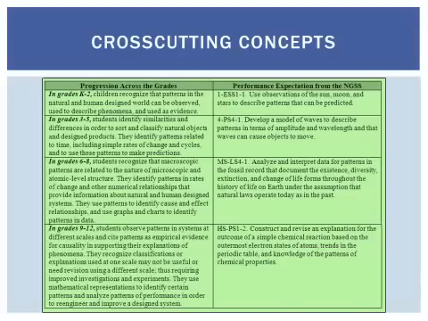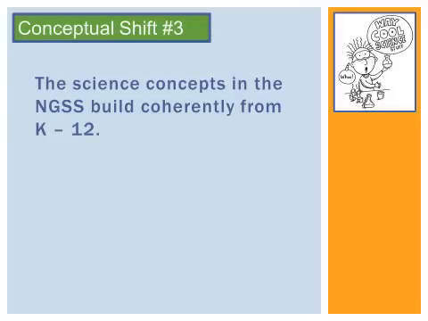And the green handout does the same for the cross-cutting concepts. Those can be found in Appendix G. And that leads us to conceptual shift number 3. The science concepts in the NGSS build coherently from K to 12.